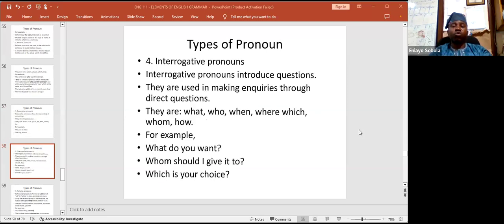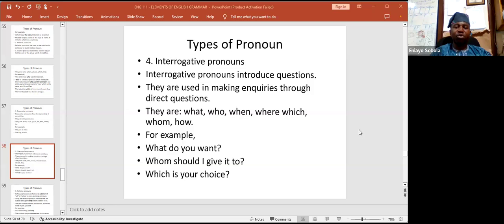Number four, we have interrogative pronouns. Interrogative pronouns introduce questions. They are used in making inquiries, to ask several questions. The examples are what, who, when, where, which, whom, how.